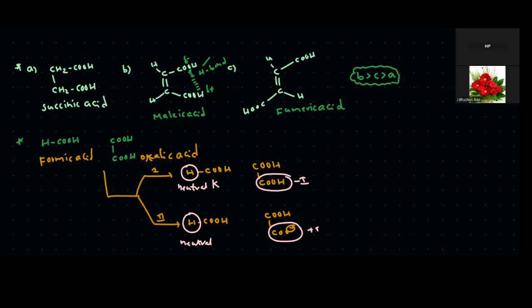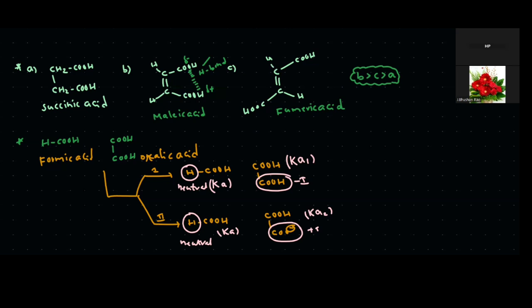This one is considered Ka. Now in this case it is considered Ka1. Again, formic acid here is Ka. This one is Ka2. Okay, so Ka and Ka1, which one is more acidic?